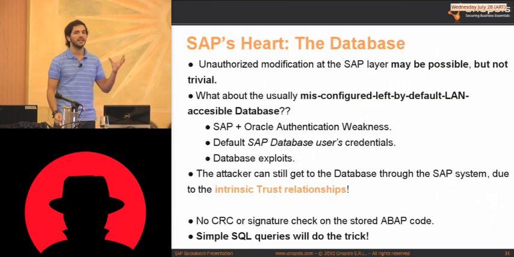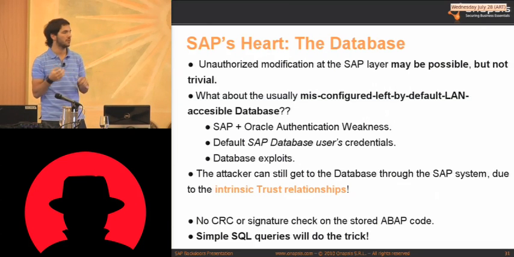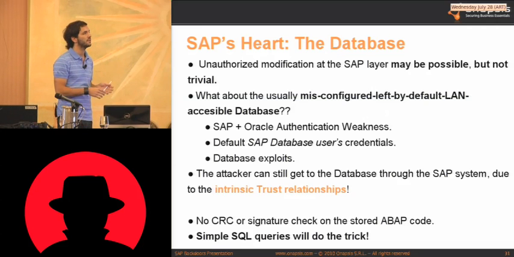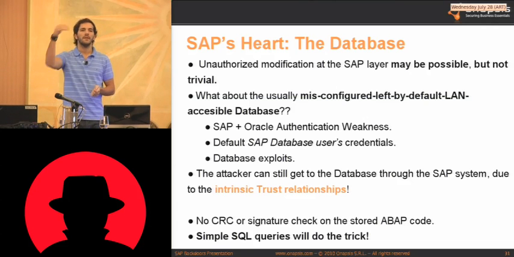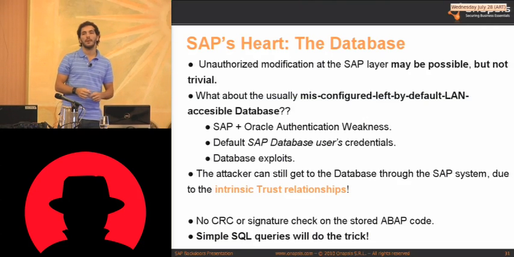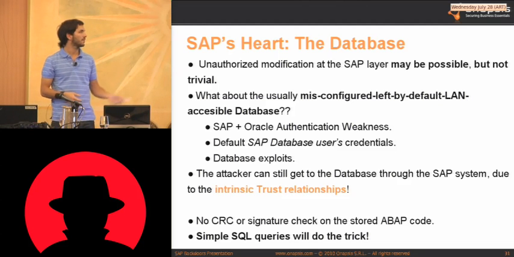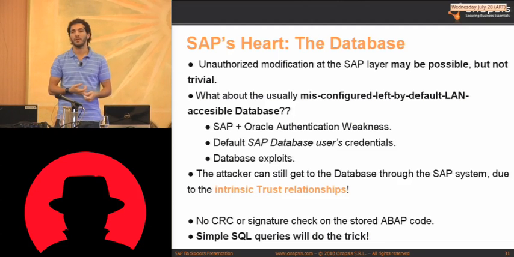Each SAP system is running with its own database. So you can have Oracle, SQL Server, Informix, DB2. These attacks are not Oracle related; they can work with any database. So as an attacker, you might find a way to modify an ABAP program directly in production, but it's not trivial. What an attacker will probably do is attack directly the SAP's heart, that is the database. He can exploit the SAP plus Oracle authentication weakness, use one of the default user credentials for the database access, or run a database exploit and take over the database.